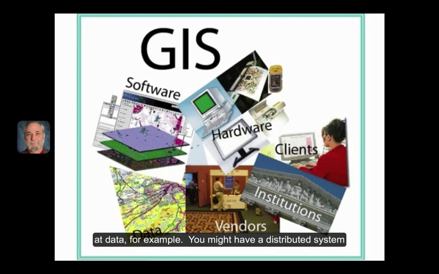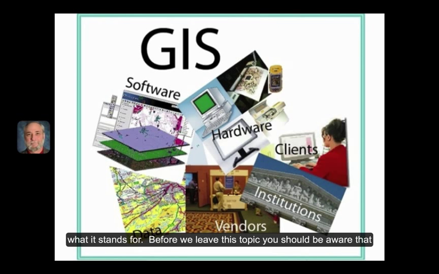You may have a distributed system where you have a central office and multiple branch offices all over the place, and they need to operate the GIS as well. And so this is all part of a very complex network of components that makes up what geographic information systems really is and what it stands for.